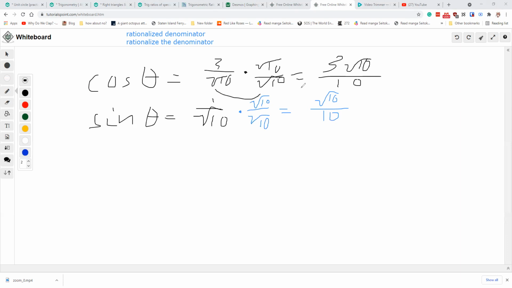Something like this is a lot easier to work out with a calculator if you only know the value of root 10 and nothing else. But if you're using a modern calculator, where you can just input 3 divided by root 10, then it works the same either way.